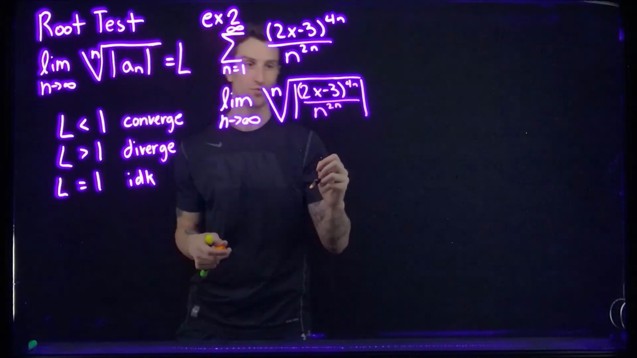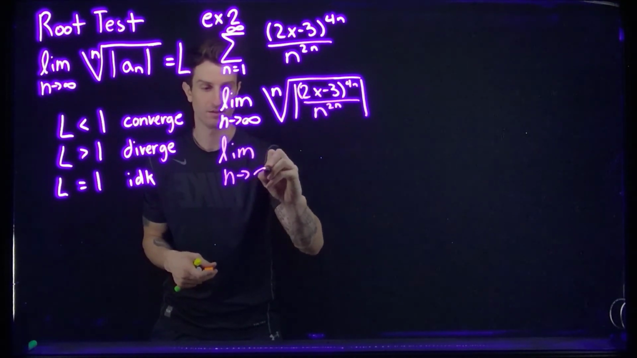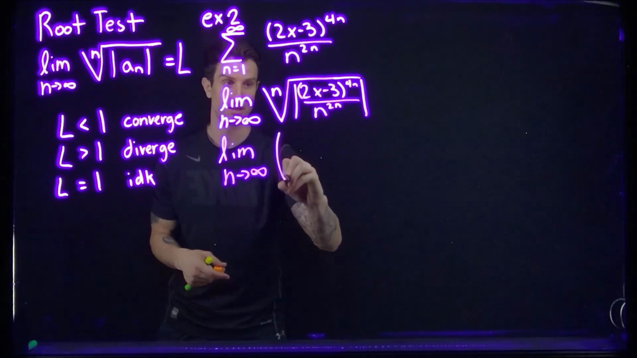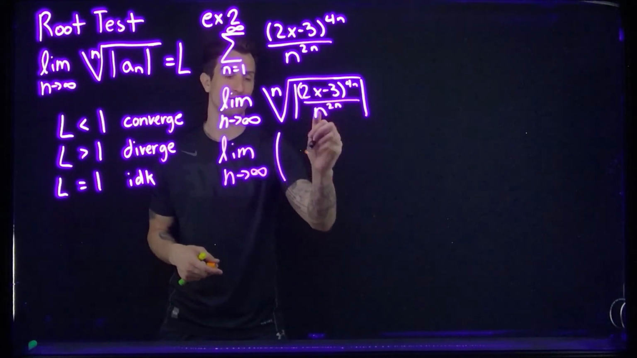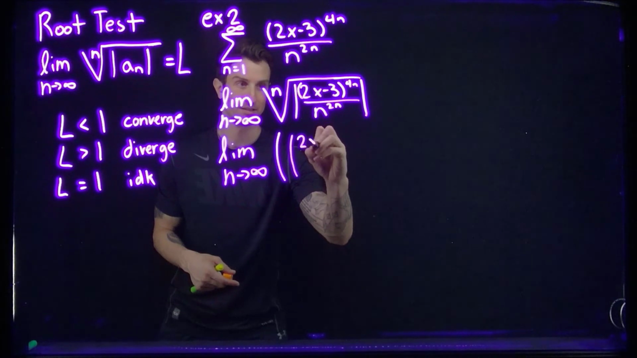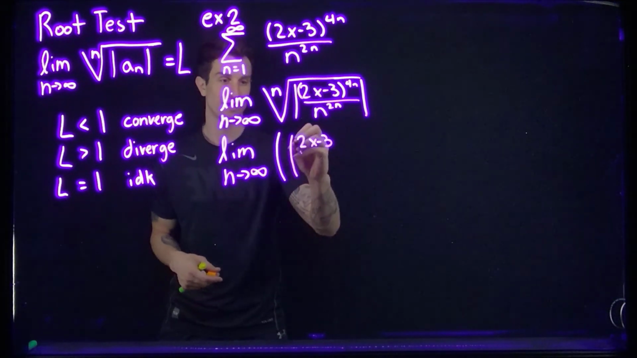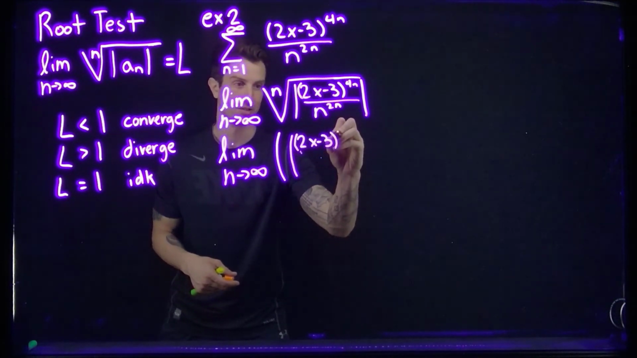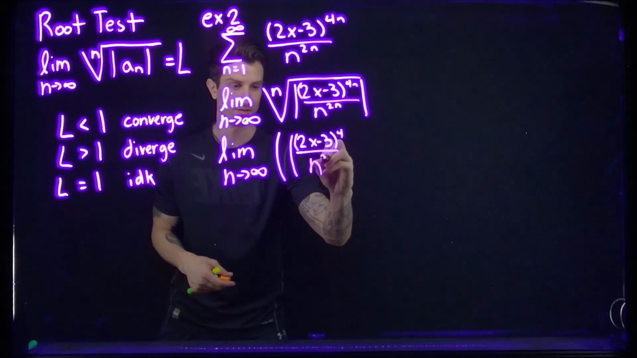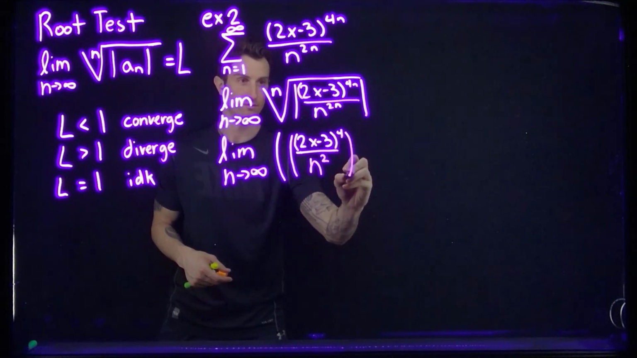And so I want to just start to rewrite this. So I'm going to write the limit as n goes to infinity. And instead of writing it as a root, I'm going to write it as an exponent. So we're going to say parenthesis, and on the inside, I'm going to write this as another parenthesis here. We're going to have 2x minus 3 over 2x minus 3 to the 4th. Let's do it as such, to the 4th, over n squared, all raised to the n.